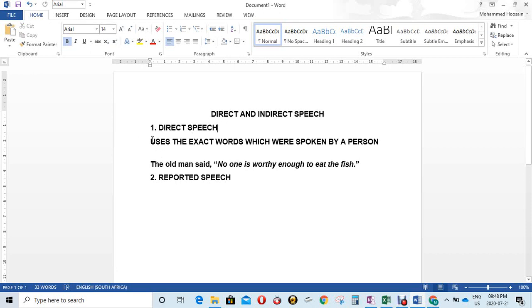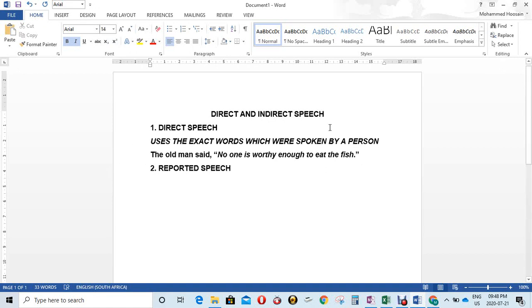Basically, very simply, direct speech uses the exact words which were spoken by a person. We're not going to change anything that the person has actually said. There are very specific rules relating to direct speech. So let's have a look at an example first and find out what those rules are. The old man said, "No one is worthy enough to eat the fish."